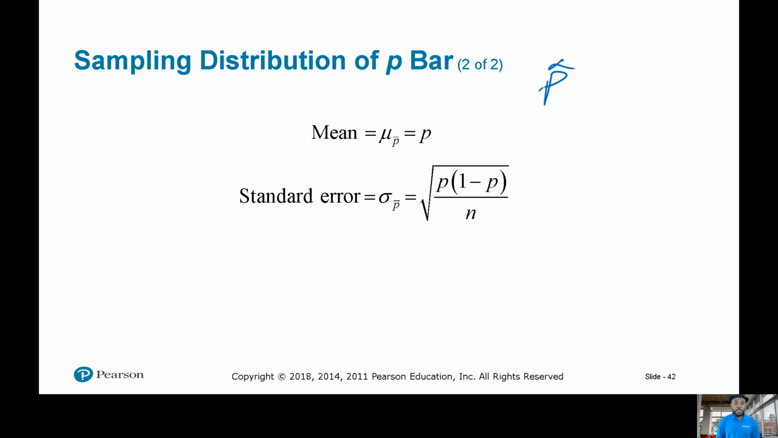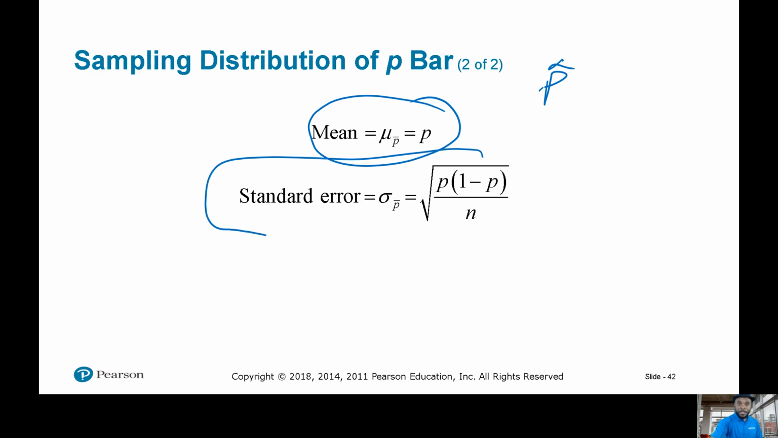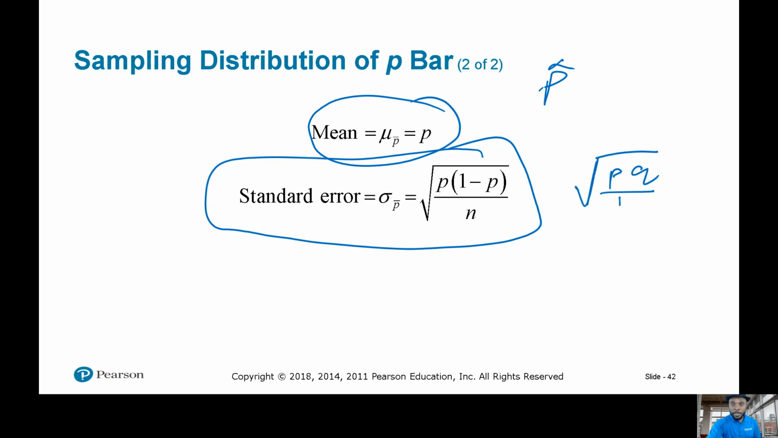Okay. So the sampling distribution of the proportion p hat has a mean equal to the population proportion. So that's the expected value of the proportion. And the standard error is equal to this. So this is simply saying that it is the square root of P times Q over N.